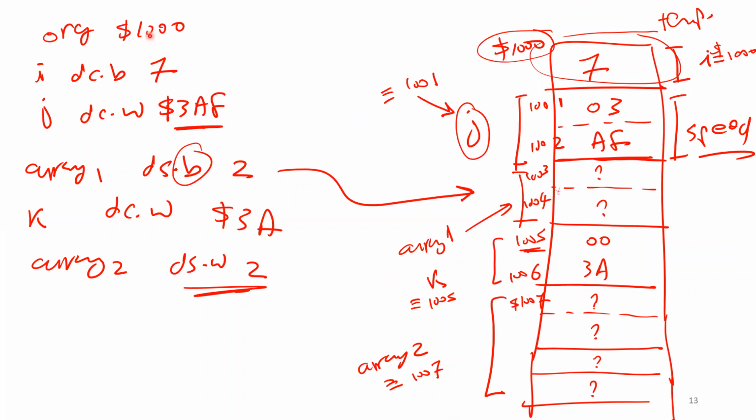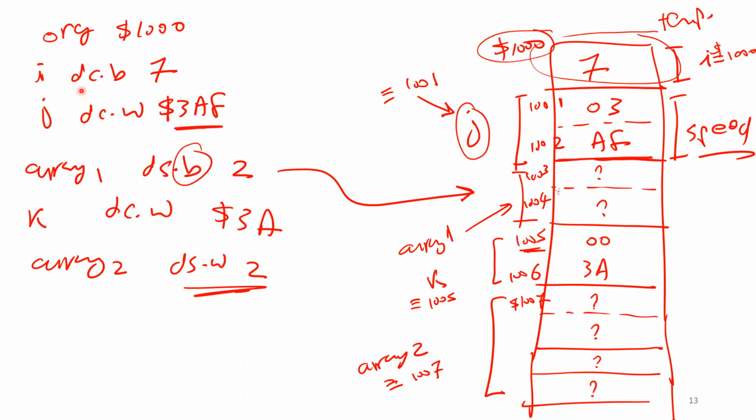We start from 1000. Is that okay? Then I'm going to say I dc.b 7. So as I said before, here I define a variable. This variable is called I, and this variable is a byte, and the initial value is 7. So this one is going to take one byte, only this one, and this is I. And this one started from 1000. So every time you write to I, you are going to write to this physical location. Every time you read I, it's going to be in this physical location.